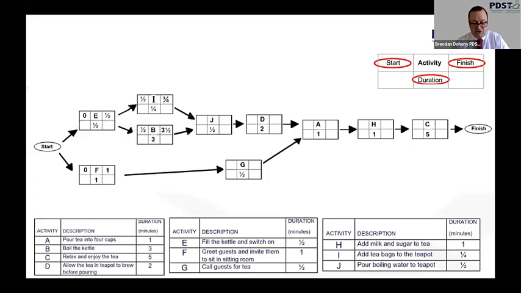This brings us to activity J. J can only occur when I and B are complete. So we would hope that our students would choose the larger of the 2 values. Why? If they chose 3/4 of a minute, clearly B wouldn't be complete. By choosing 3½ minutes, both activities are complete.